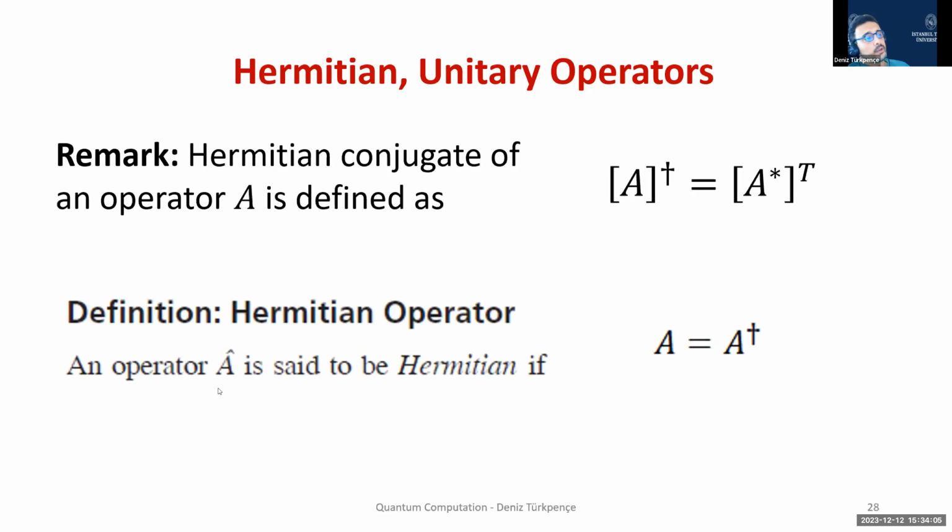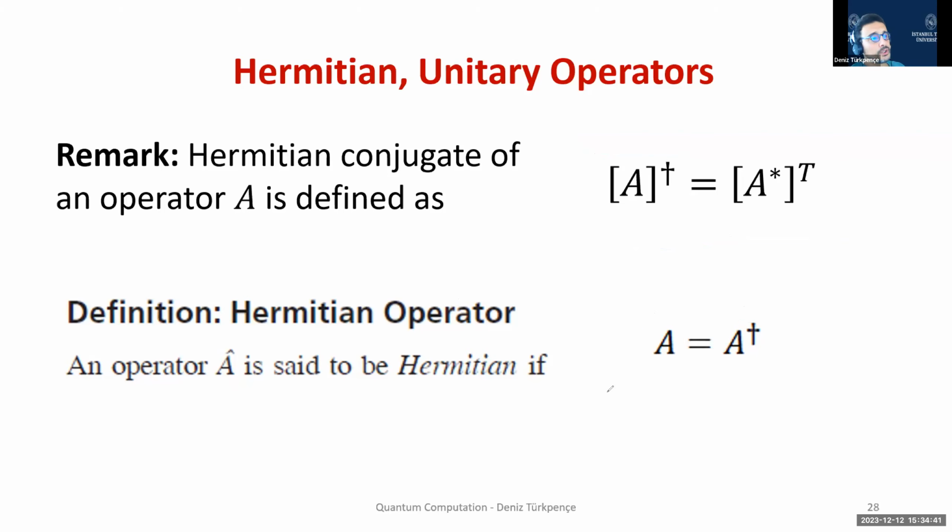So an operator is said to be Hermitian if the Hermitian conjugate of the operator is equal to itself, okay? So the earlier property is not the definition of a Hermitian operator. It is just how to take the Hermitian conjugate of the operator. But this is the definition of a Hermitian operator. An operator is said to be Hermitian if the Hermitian conjugate of that operator is equal to that operator.